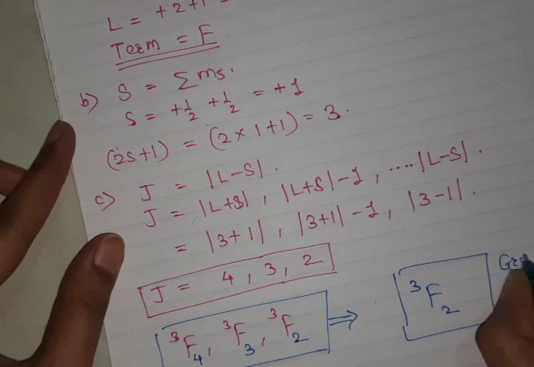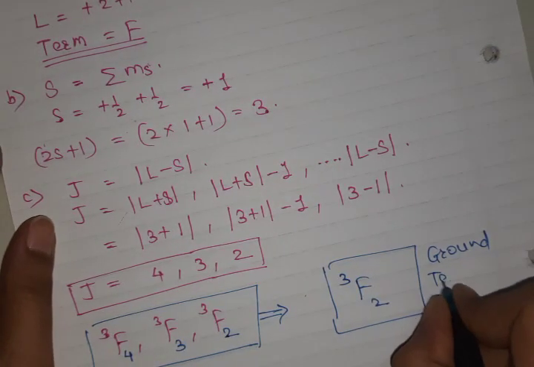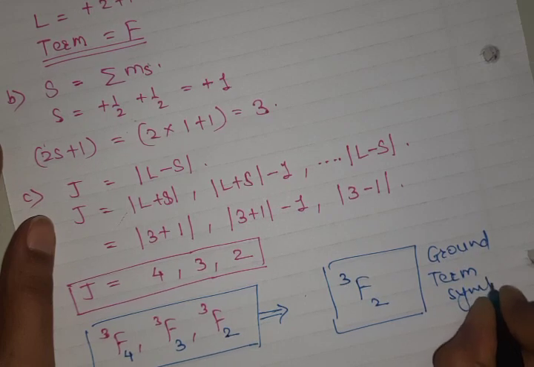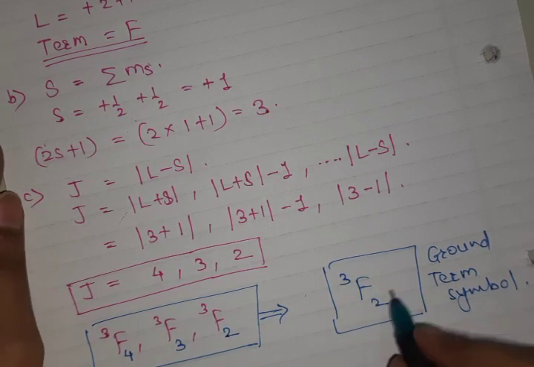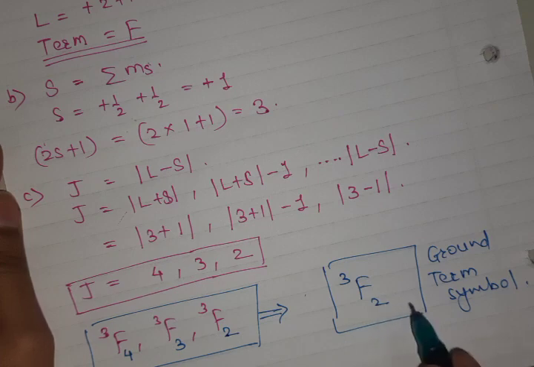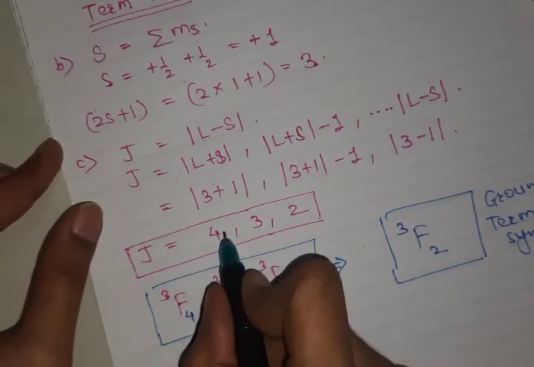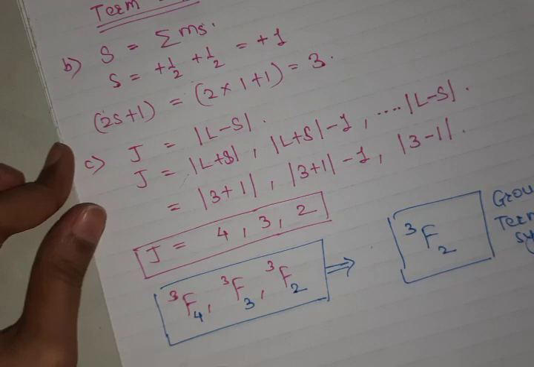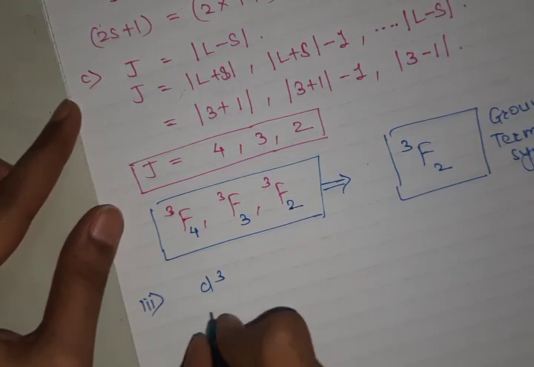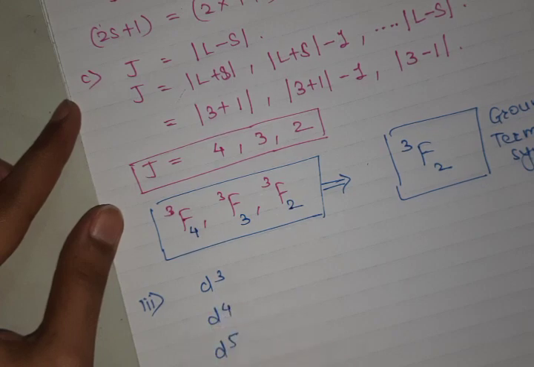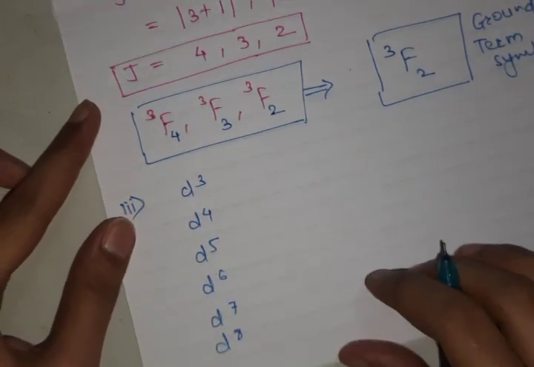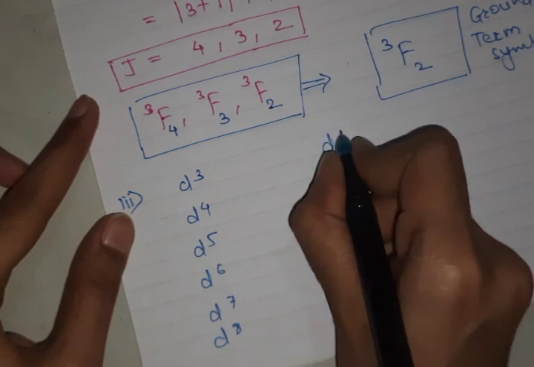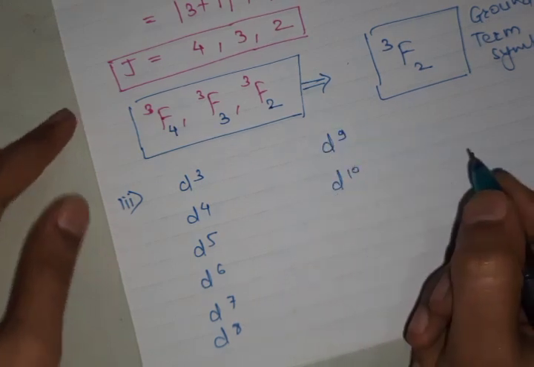I'll write here: ground term symbol is 3F2, because the electronic configuration is less than half filled. That's why we have taken this J value as L minus S only. But the possible J values are 4, 3, 2. In this way, you can solve the example for d3, d4, d5, d6, d7, d8, d9 and d10.